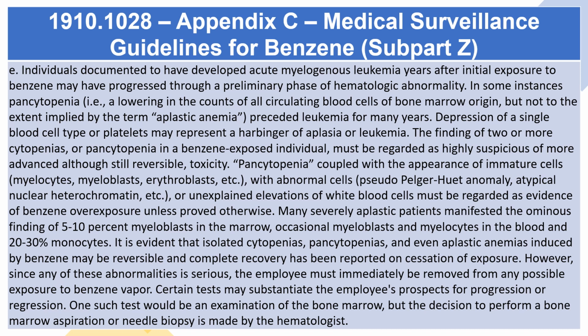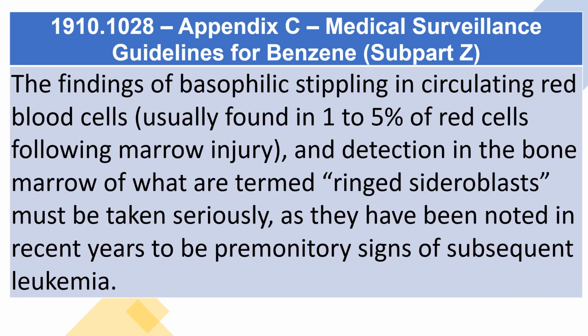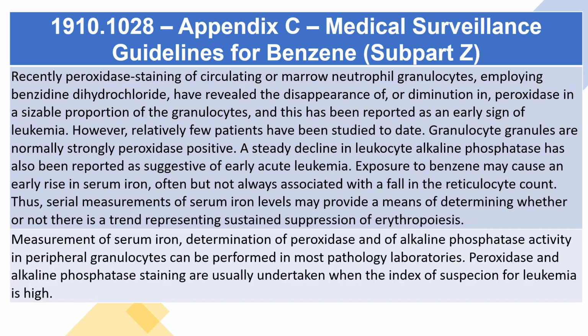One such test would be an examination of the bone marrow, but the decision to perform a bone marrow aspiration or needle biopsy is made by the hematologist. The findings of basophilic stippling in circulating red blood cells, usually found in 1 to 5% of red cells following marrow injury, and detection in the bone marrow of what are termed ringed sideroblasts must be taken seriously, as they have been noted in recent years to be premonitory signs of subsequent leukemia.